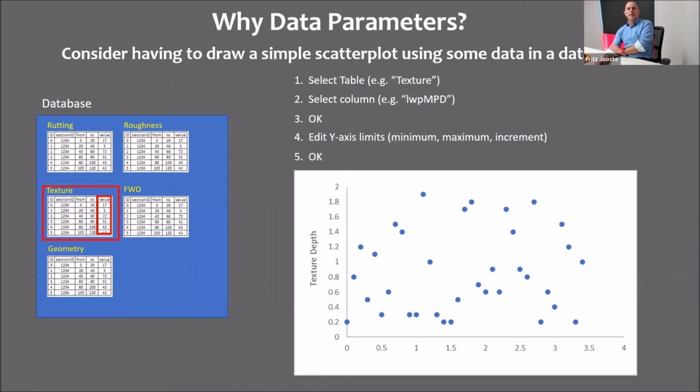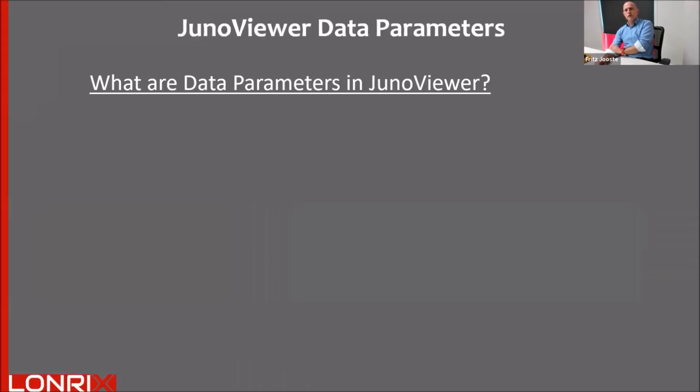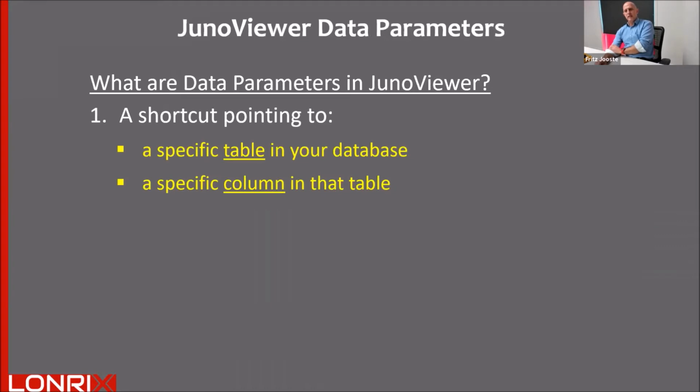So that's where data parameters come in JunoViewer. So JunoViewer data parameters are basically a shortcut that points you to a specific table in your database and a specific column in that table.